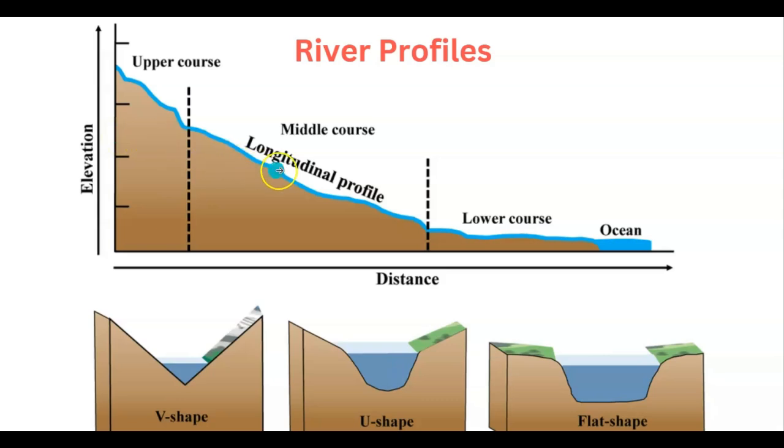Okay, the middle course is downstream of the upper course, so this is the middle course here, and is where the river has left the mountains and the gradient is more gentle. Vertical erosion decreases and more lateral erosion takes place. Lateral erosion is sideways erosion, so there will be more erosion on the sides here. The channel therefore becomes wider.